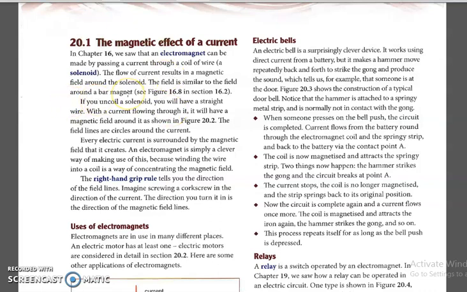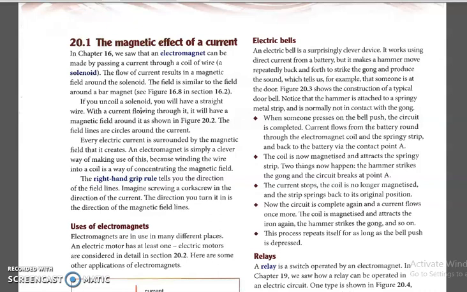field around a magnet. We know that magnetic field lines move from north pole to south pole, and the magnetic field lines are more concentrated near the pole. As the distance increases, the field strength also decreases. If you uncoil a solenoid, it will be a straight wire with a current flowing through it. It will have a magnetic field around it as shown in the figure.